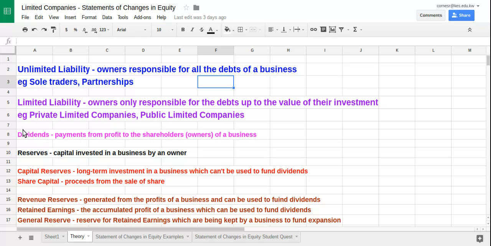So if I was owning Coca-Cola shares and the dividend was 5 cents per share and I owned 10 shares, I would get 50 cents, 10 lots of 5.